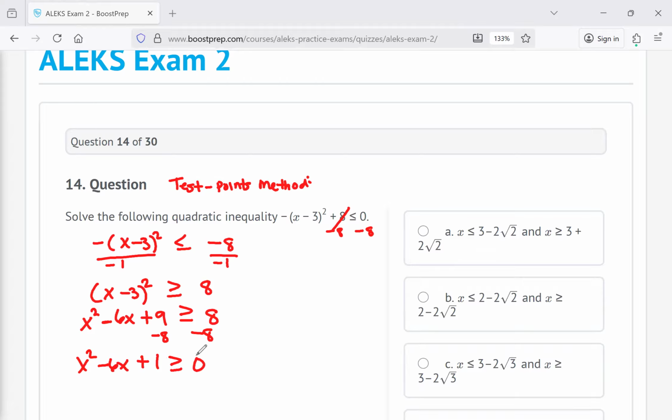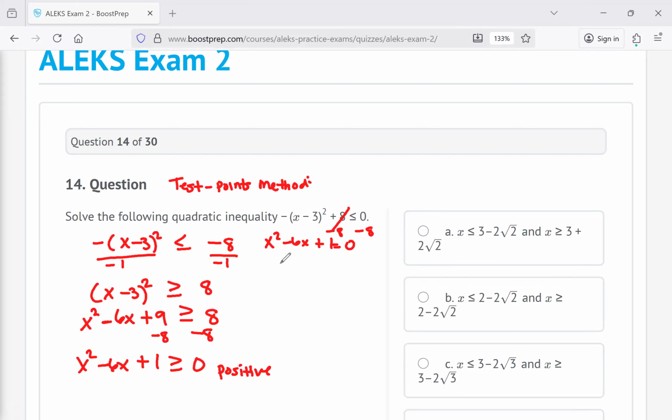Okay, so once I have one side 0, look at the symbol: greater than or equal to, so that means we only care about the positive sign. If it was less than or equal to 0, that means we only care about the negative. You'll see what I mean by positive when we put it on the test line. Then what I'm going to do is solve for my x. For right now, I'm going to leave it as an equation.